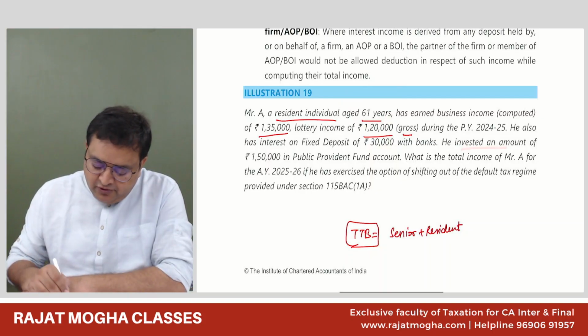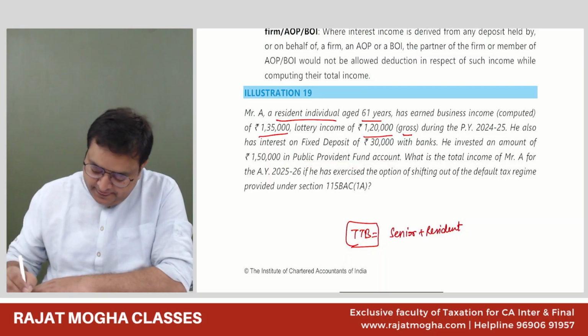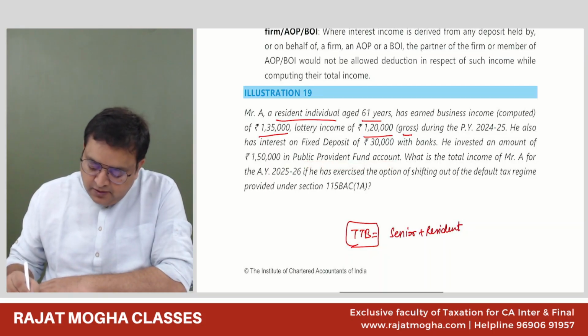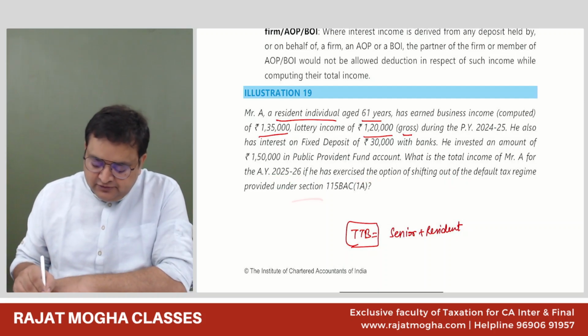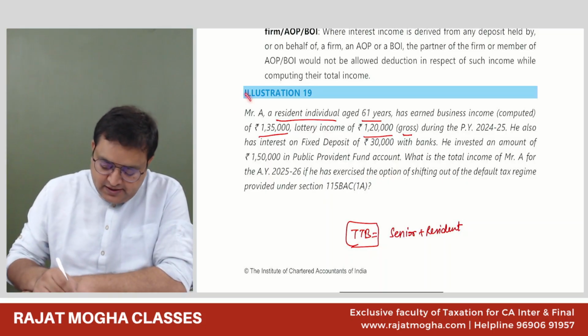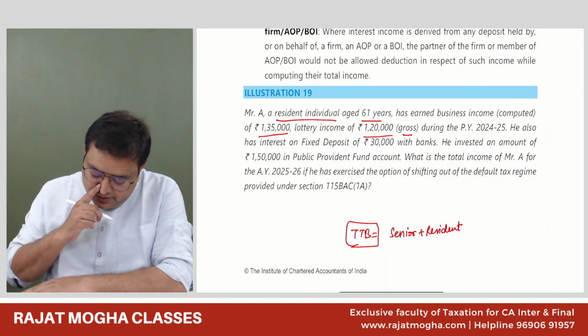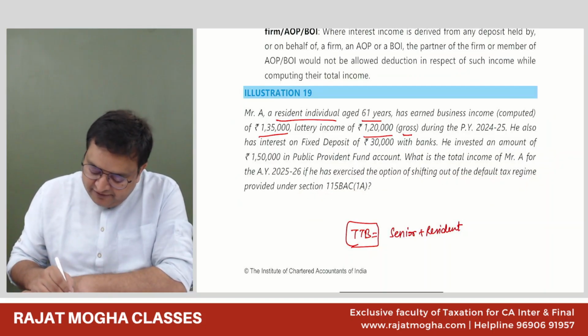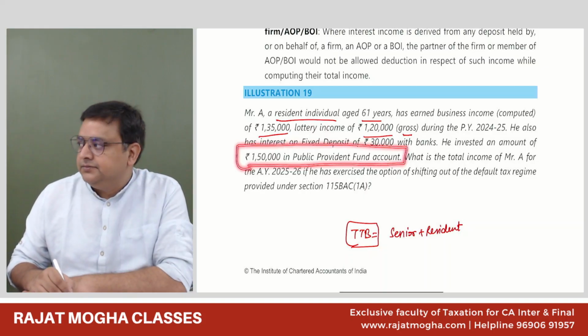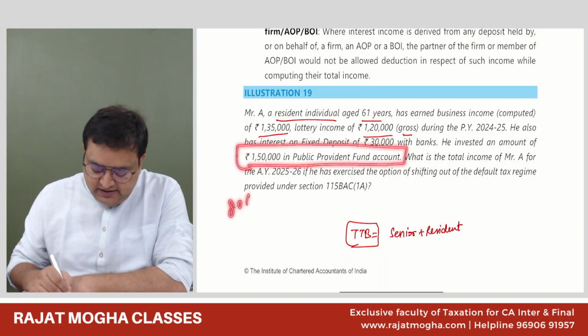He invested an amount of 1,50,000 in the PPF. What is the total income of Mr. A for assessment year 25-26 if he has exercised the option of shifting out of the default tax regime? So we need to compute his total income. Guys, he is depositing 1,50,000 in PPF. Tell me the section. 80C. He will get 80C.